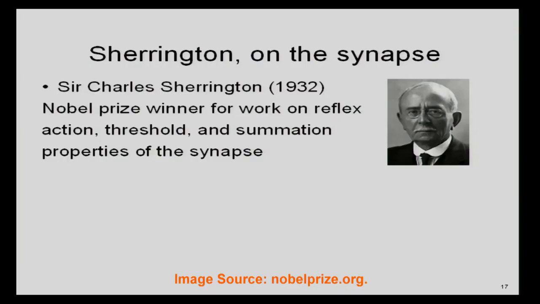Okay, the key name you need to know in terms of people that contributed importantly to our understanding of how these neurons are integrating information is Sherrington. Sir Charles Sherrington, in the 1930s, won a Nobel Prize for his work on reflex actions, threshold, and summation properties of the synapse. We're going to focus on his principles of summation in the next few slides.